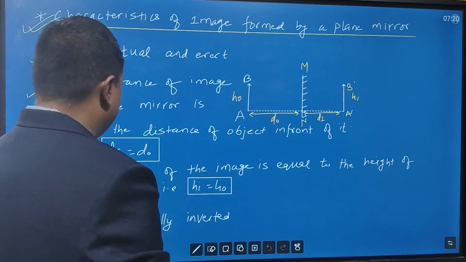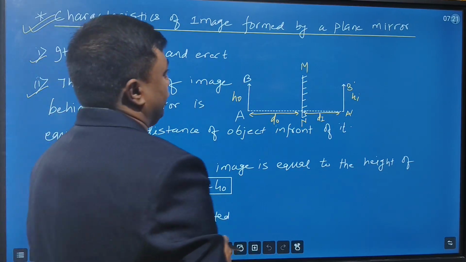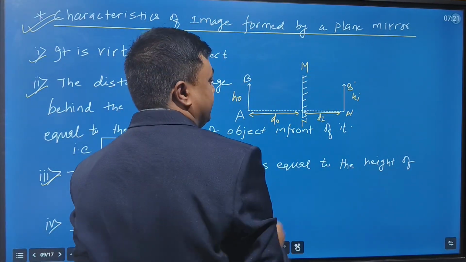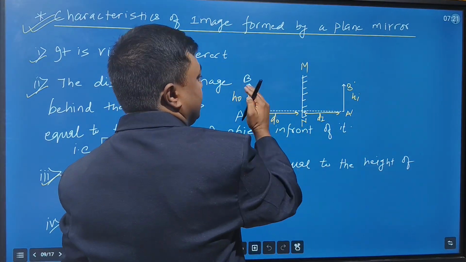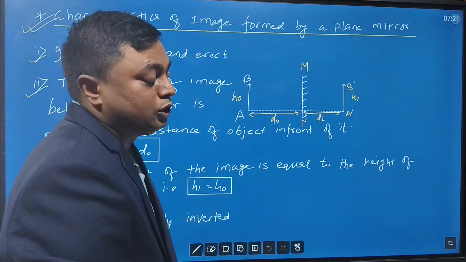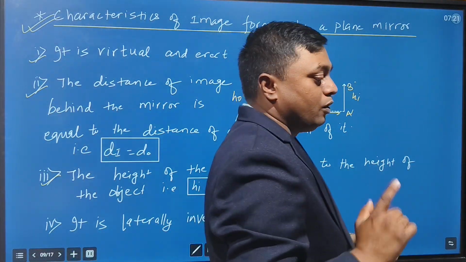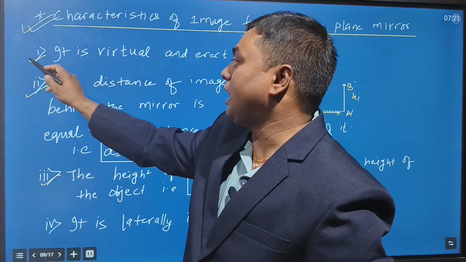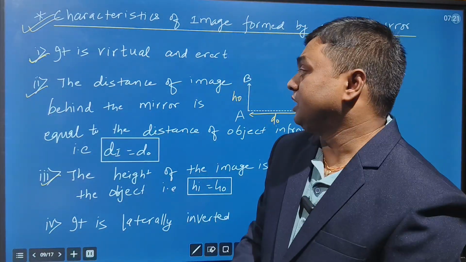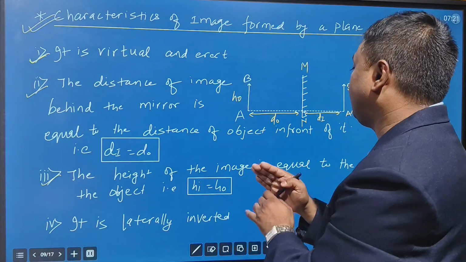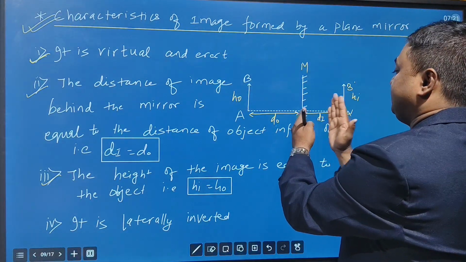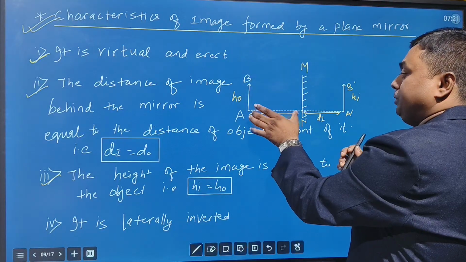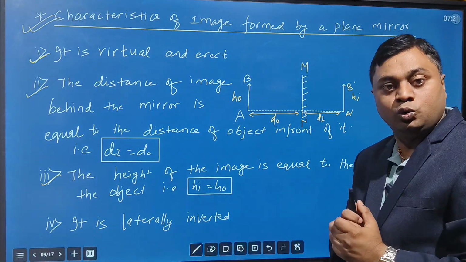Now, when we talk about characteristics of image formed by the plane mirror, here I have taken MN as a plane mirror, AB is the object, and the image is formed behind the mirror. So what are the characteristics you can remember? First one, it is virtual and erect. First point. Next, the distance of image behind the mirror is equal to the distance of object in front of it. Suppose this distance is 2 meters, so this distance will also be 2 meters.